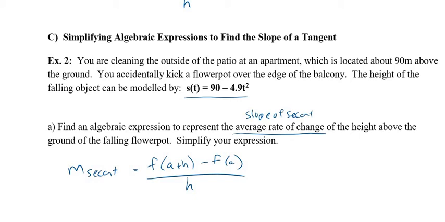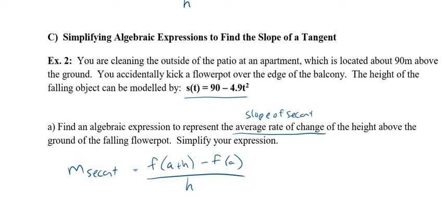So you are cleaning the outside of the patio at an apartment, which is located about 90 meters above the ground. You accidentally kick a flower pot over the edge of the balcony. The height of the falling object can be modeled by s of t equals 90 minus 4.9 t squared. It asks us in part A to find an algebraic expression to represent the average rate of change of the height above the ground of the falling flower pot.